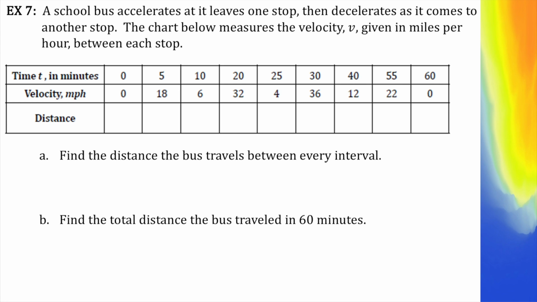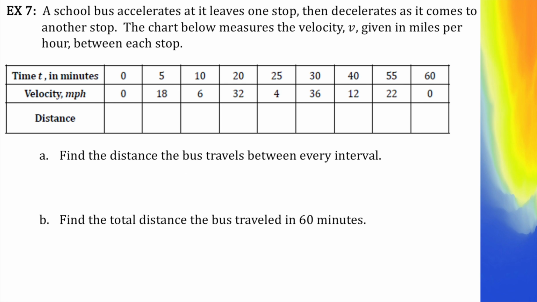Okay, we have another bus situation. A school bus accelerates as it leaves one stop, but then it decelerates as it comes to another stop. So the chart below measures the velocity v given in miles per hour between each stop. Find the distance the bus travels between every interval. Now this is a table, so we don't have a ton of information. The best we can do is kind of estimate.